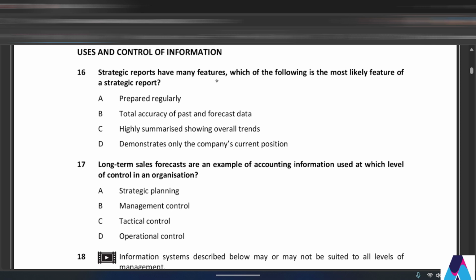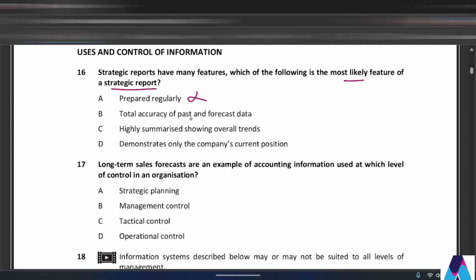Strategic reports have many features. Which of the following is most likely a feature of a strategic report? Now, a strategic report is basically used by the board, by the senior management to set long-term direction, right? So, will they be prepared regularly? No, regular reports are basically prepared for the tactical, operational level, not for strategic.